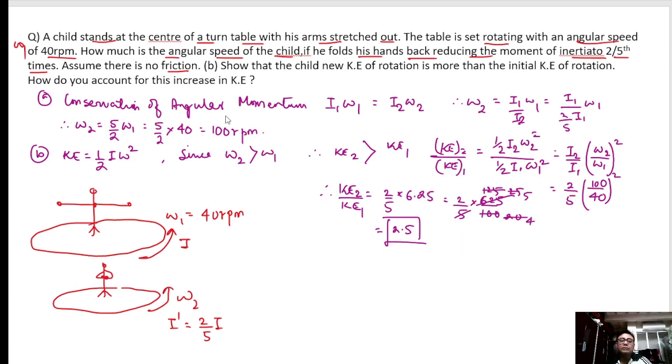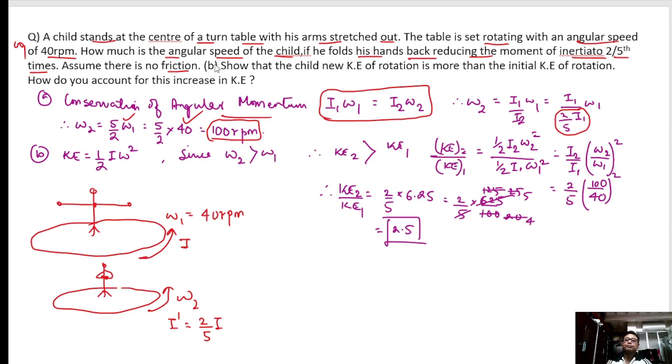So we know that conservation of angular momentum. The angular momentum before and after would be the same. Okay, so here omega 2 will be this. Now I2 is 2/5 of I1, they have given. So omega 2 will be 5/2 of omega 1. Omega 1 is already given. That means the child will now have 100 rpm. The angular velocity of the child will be 100 rpm.